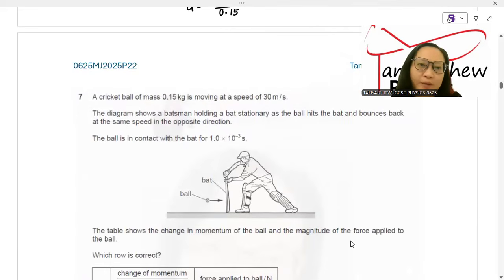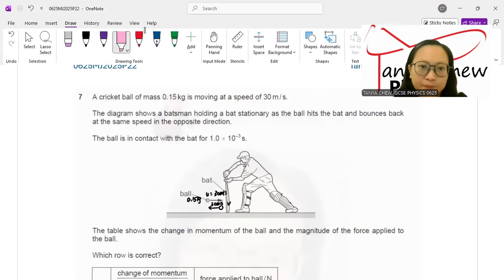Number 7, a cricket ball of mass 0.15 kilogram. Oh, this is a cricket ball, 0.15 kilogram. It's moving at a speed, this is the initial velocity of 30 meter per second. The diagram shows a batsman holding a bat stationary as the ball hits the bat and bounces back at the same speed. This is the direction of the ball. The final velocity is also 30 meter per second, but acting in the opposite direction. This opposite direction is the keyword, remember.